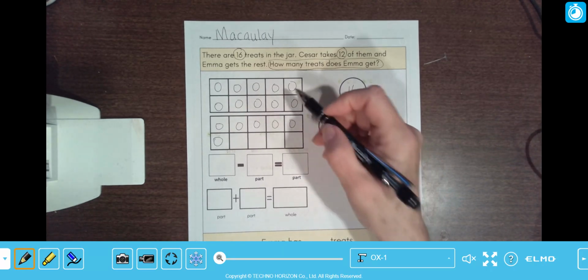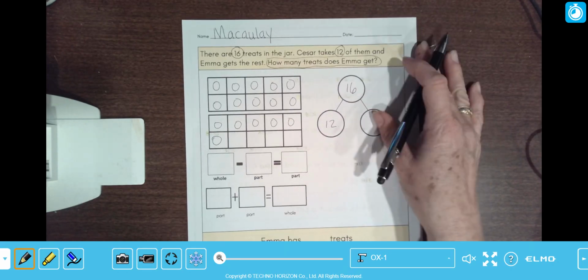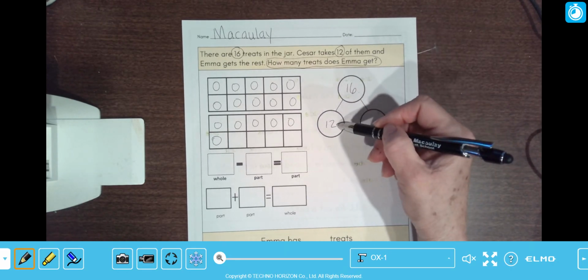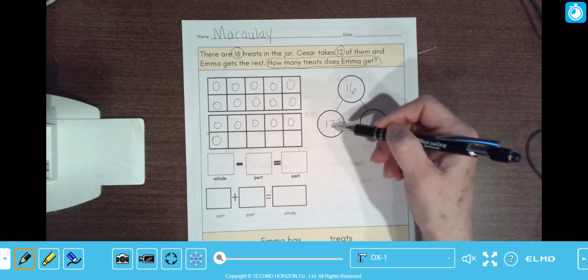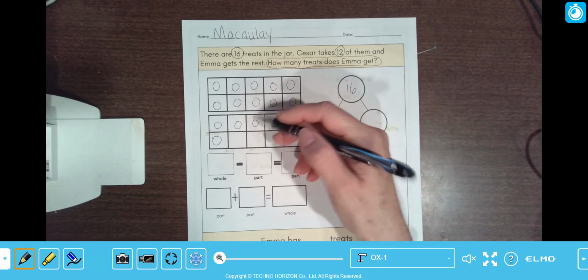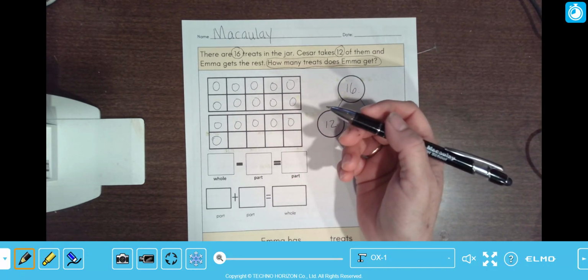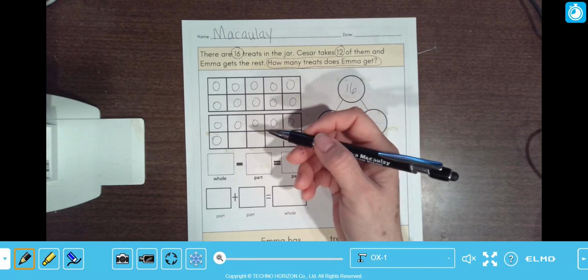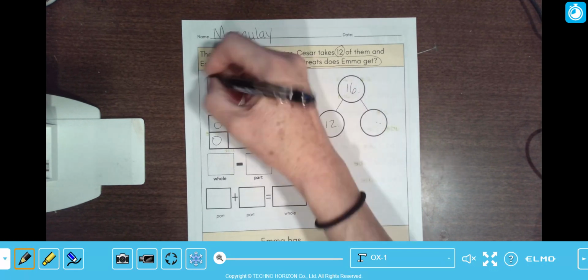Okay, so hopefully you finished drawing all the treats in the jar. So we know Caesar's part. We don't know Emma's part. So let's color in Caesar's part so we know which part is Caesar's, okay? If we leave them all the same color, we don't know which part is Caesar's and which part is Emma's. But if we color in Caesar's part, we're going to know which part is his. So here we go.